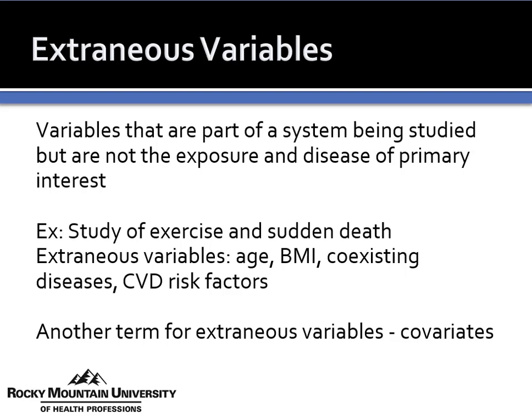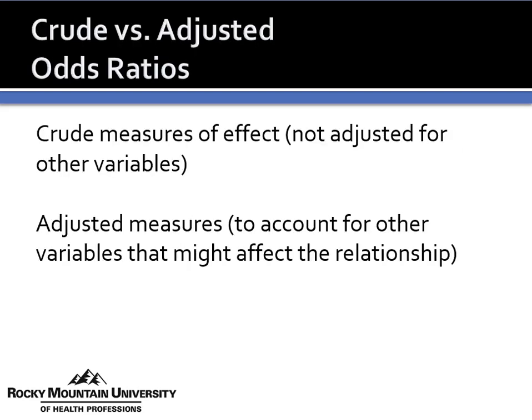Variables that are part of a system being studied but are not the exposure and disease of primary interest are extraneous variables. So, for example, in a study of exercise and sudden death, extraneous variables are things like age, BMI, coexisting diseases, or the possession of other cardiovascular disease risk factors. Another term for extraneous variables is covariates, and these you would need to consider when you do any statistical analyses.